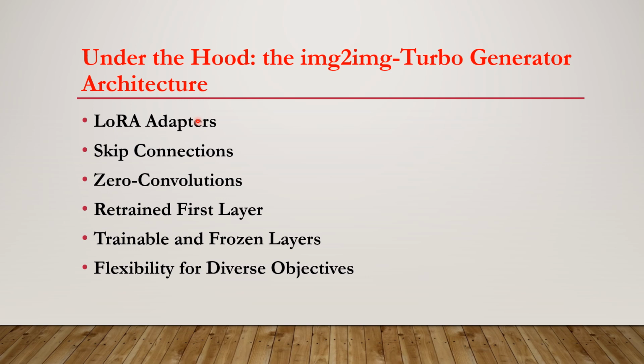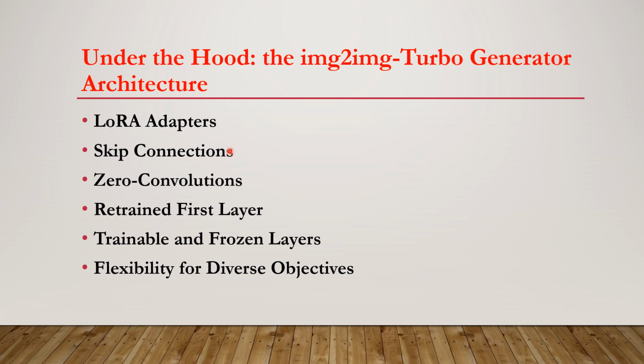First is the LoRA adapters. Well, these modules dynamically adjust the behavior of the network based on the text prompt. They essentially translate this high-level semantic information from the text prompt into specific modifications within the network, which enables them to generate images that align with the desired content.